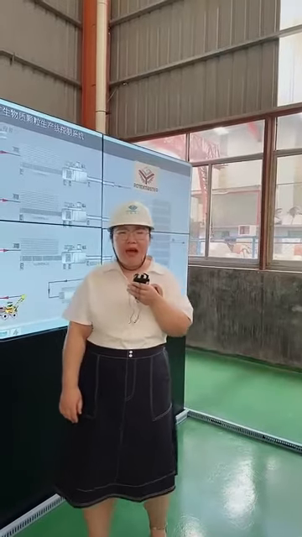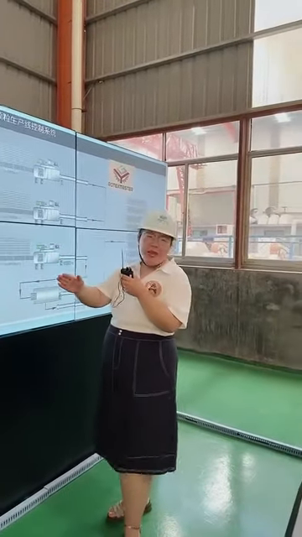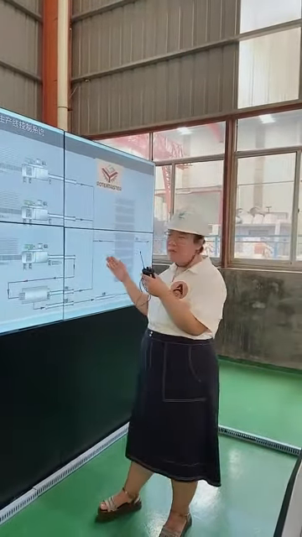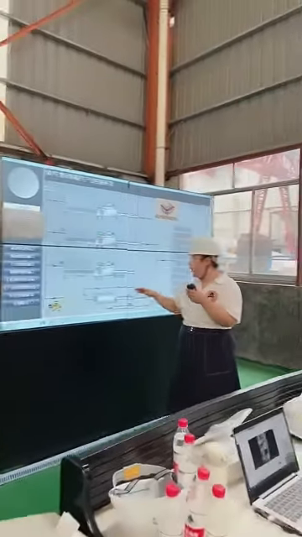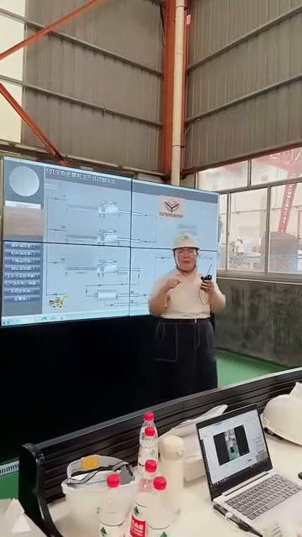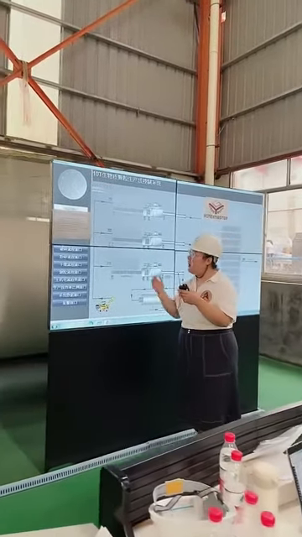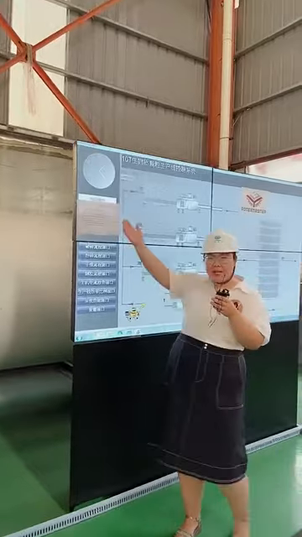Now I will introduce you the wood pellet production line control system. This is a PLC central control system controlled by this computer. It has the functions below. You can see.